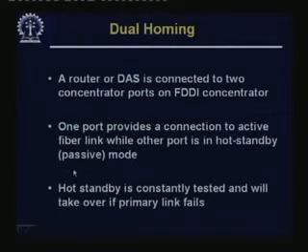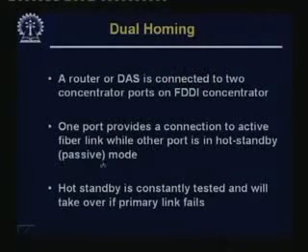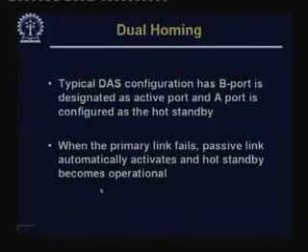Actually, there are 2 nodes, A and B. Usually, the A node is in hot standby mode and the B node is operating. So, the port is in hot standby or passive mode. Hot standby is constantly tested and will take over if the primary link fails. So, a typical configuration has the B port designated as the active port and the A port configured as the hot standby. When the primary link fails, the passive link automatically activates and hot standby becomes operational.